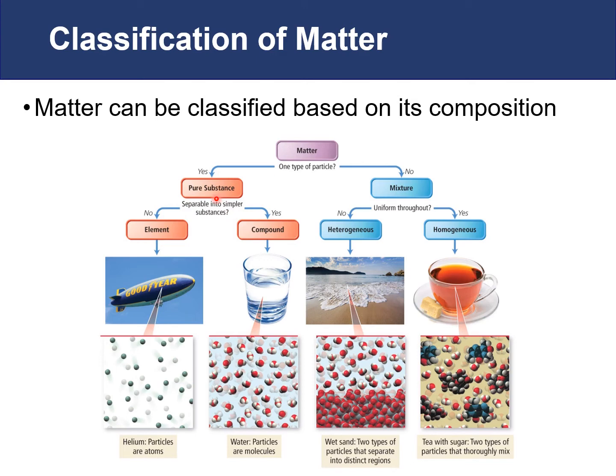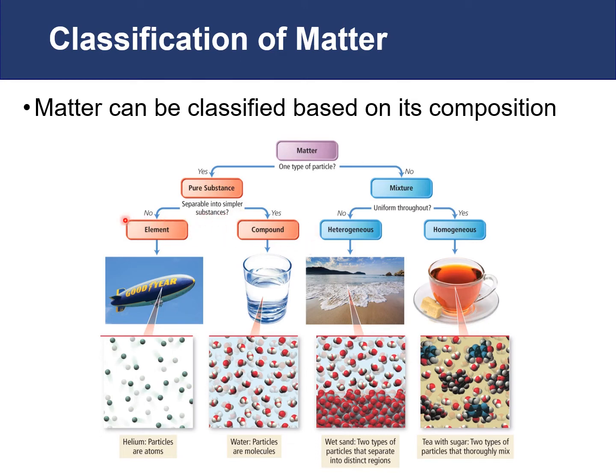We then ask ourselves, is it separable into simpler substances? If not, we would call it an element. By that, we mean that all the atoms involved are all the same. If they are all the same, then we call it an element. If there is a difference in the different types of atoms that make up the particles or molecules, then we would call it a compound.